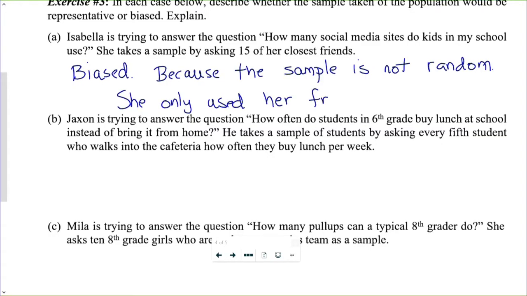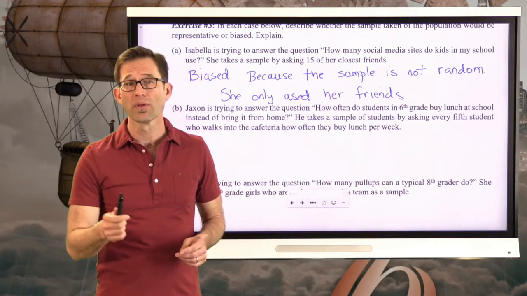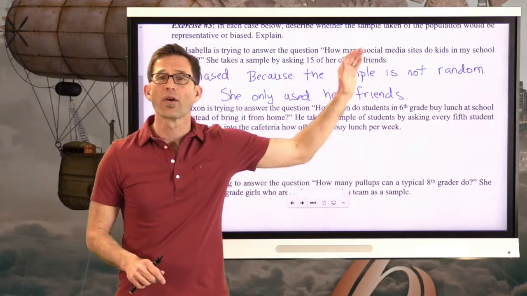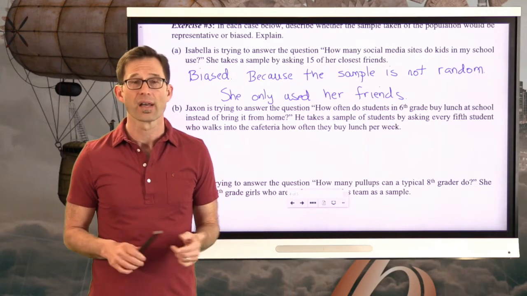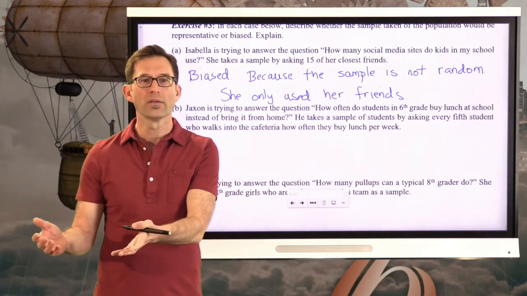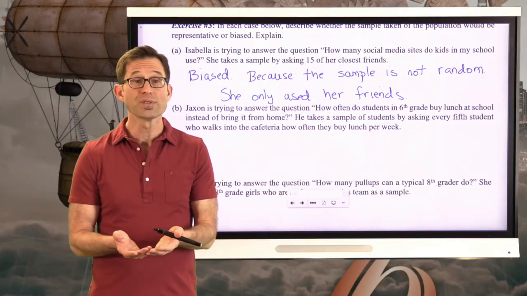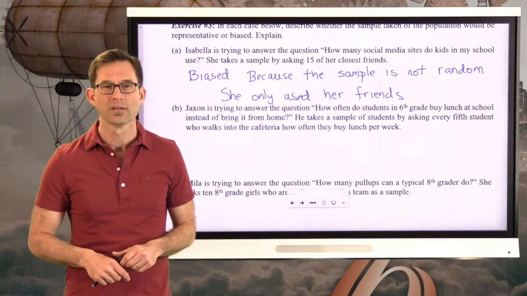Now, side note, if her statistical question was, how many social media sites do my friends use? Then asking 15 of her closest friends probably would be a good idea. But then she might be able to get the population, right? But if she's talking about just kids at her school, this is biased because the sample is not random. She didn't randomly choose people to ask. She found her 15 closest friends because, let's face the facts, those would be easy people to ask. And she asked them. But it could be that her friends, on the whole, use social media websites more than people at her school in general. Or maybe they use them less. But since it's not randomly selected, it's going to be a biased sample.